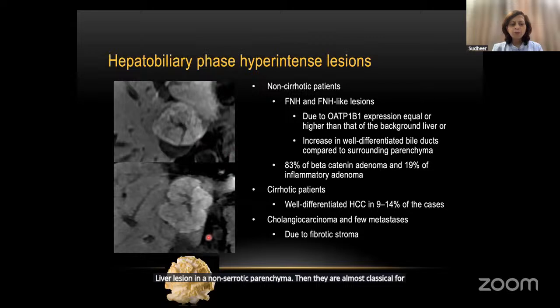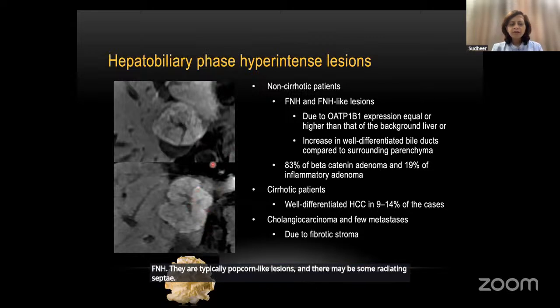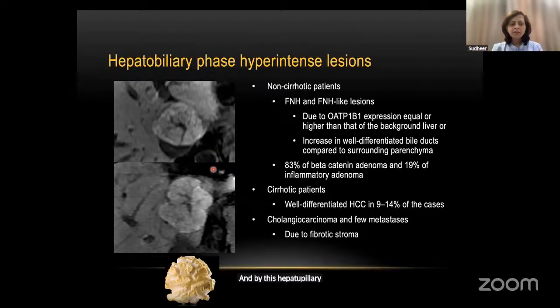They are typically popcorn-like lesions, and there may be some radiating septae. And why does this hepatobiliary phase hyperenhancement occur? Because these lesions have an overexpression of OATP1B1 receptors, which are responsible for uptake of the POPTA component of the contrast. And also there is an increase in well-differentiated bile ducts, which leads to stasis of the contrast in these lesions.